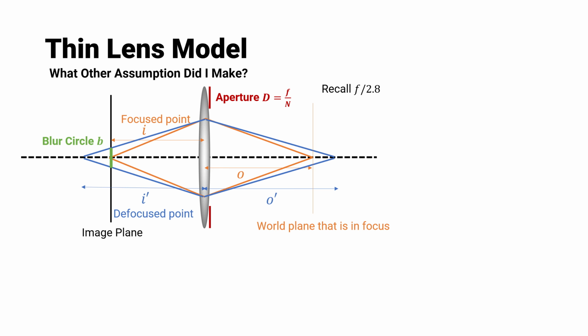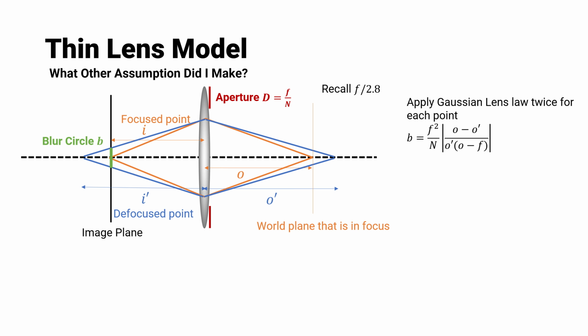To extract the equations out of this, you would do the same thing as the Gaussian lens law we saw before. You just apply it twice and do the similar triangles. When you do that, you'll see that the blur circle B is going to be given by this equation.